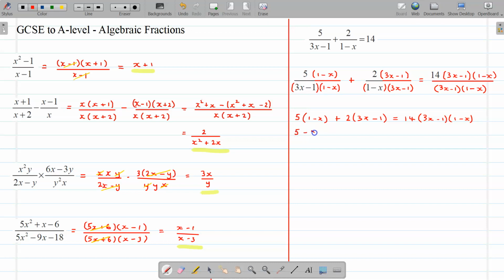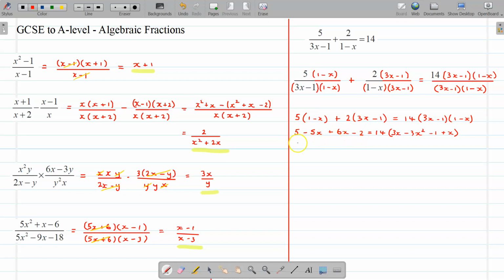5 minus 5x, okay, plus 6x minus 2. And that equals 14 lots of the product of those two brackets. If you multiply them out, the first term gives you 3x. The outer term gives you minus 3x squared. Okay, the inner term gives you minus 1. And the last term, minus 1 times minus x, gives you plus x. Okay. I'm just going to combine those two x terms together and also simplify this.